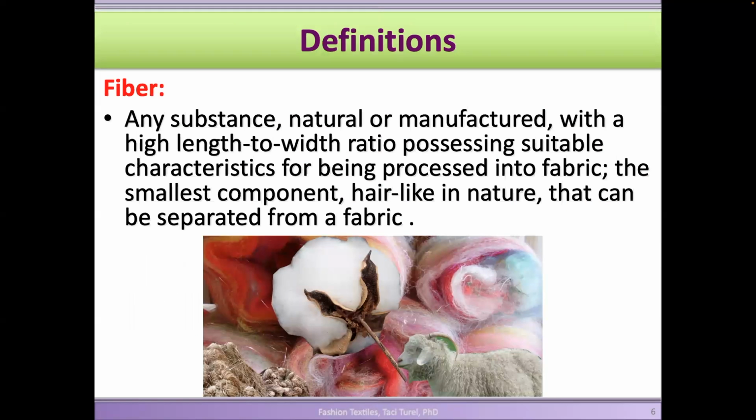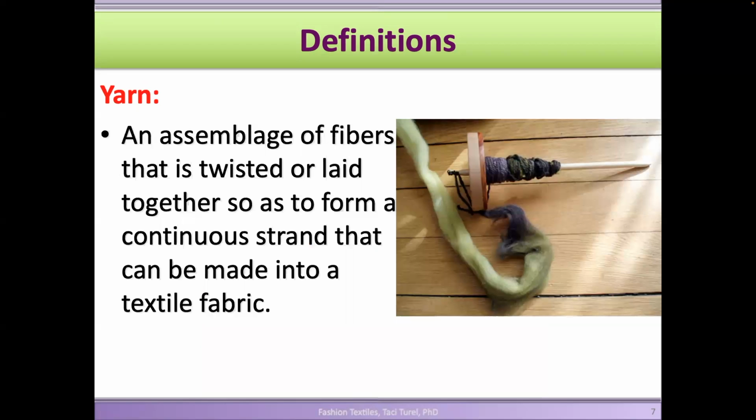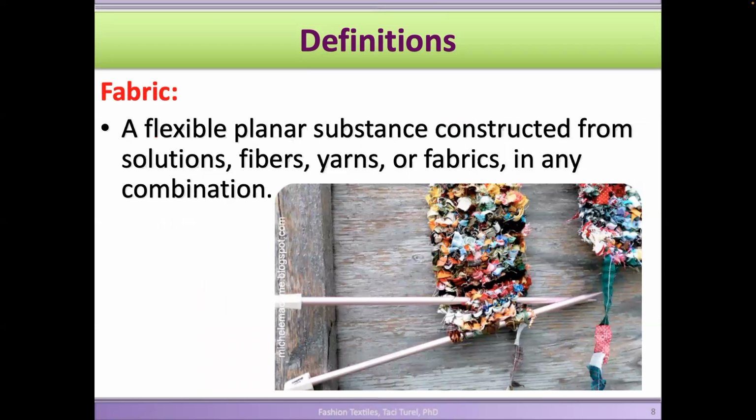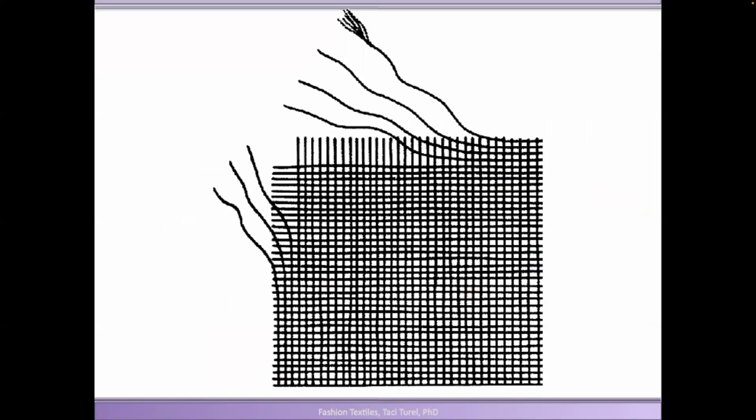Fibers can be in many different forms. Cotton, for example, blooms like a flower. It's a plant, or wool is coming from the sheep. We also have some synthetic fibers that we make in a lab environment. Then we twist those fibers and create a little more durable yarns that we can use to knit or weave fabrics. And fabrics, again, are made out of yarns, and yarns are made out of fibers.